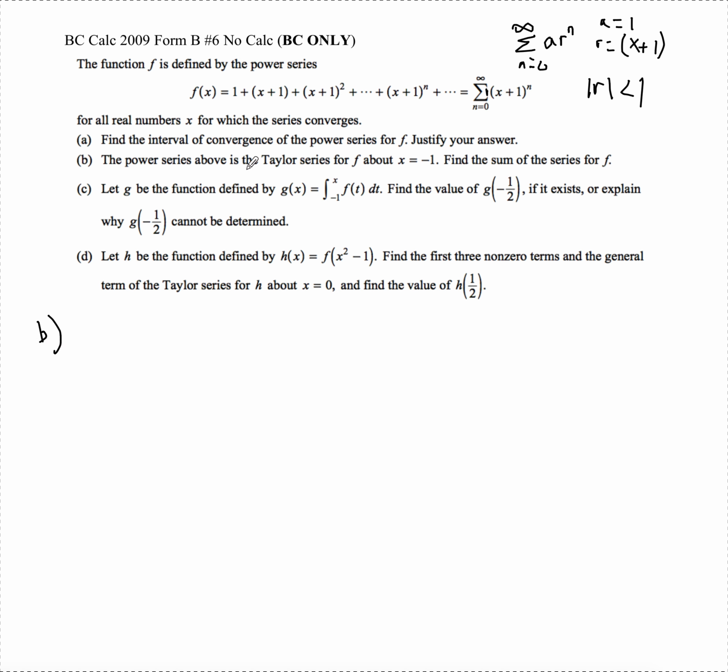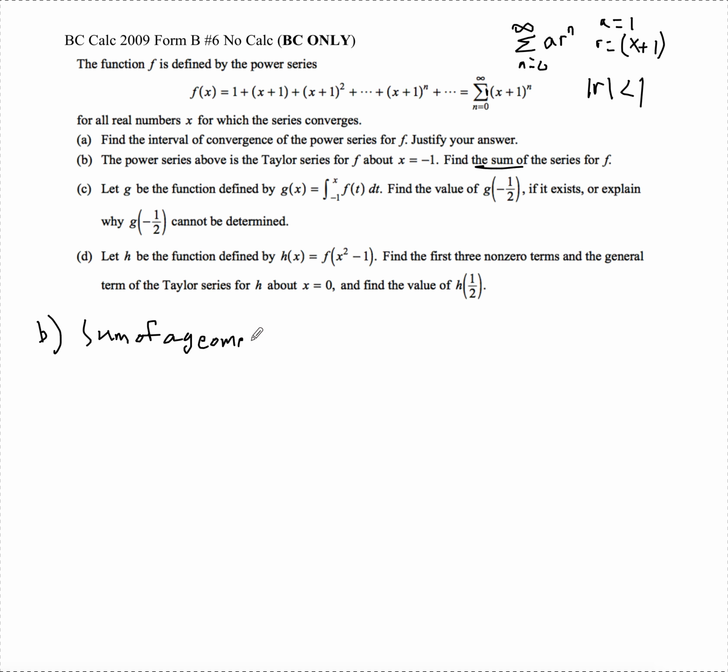The power series is... so they're saying this series here is the Taylor series for f about x equals negative 1, but that makes sense because it's the x minus c, so x minus negative 1. It's a Taylor series. Find the sum of the series. Well, I really don't know how to find an infinite sum unless I have a geometric series. That's really all we've learned how to do right now. But wait a minute, we've already said this series is geometric. So what do I know about the sum of a geometric series?